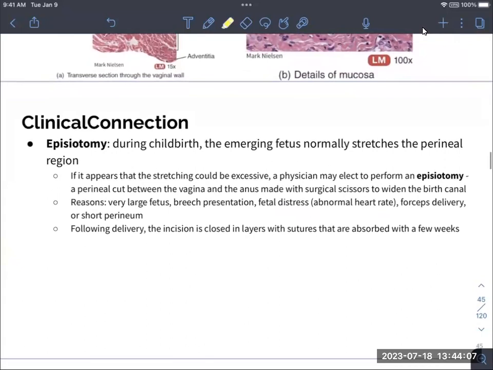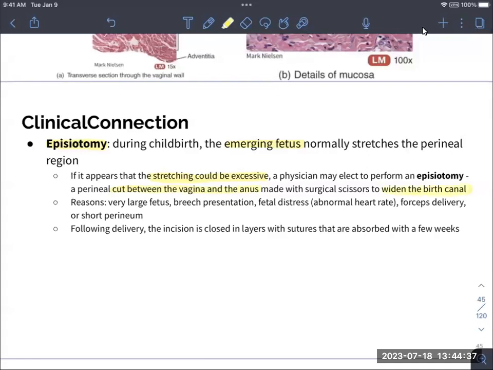So during childbirth, the episiotomy. This is the emerging of that fetus. It starts to stretch that perineal region, which is the floor of that pelvic cavity. That stretching could be excessive, and that's where a physician may actually cut between the vagina and the anus to help widen that birth canal.